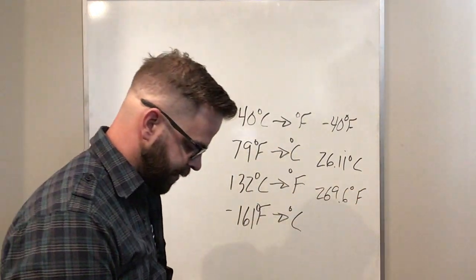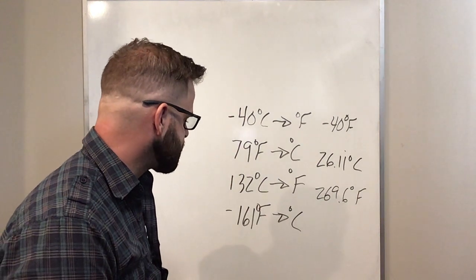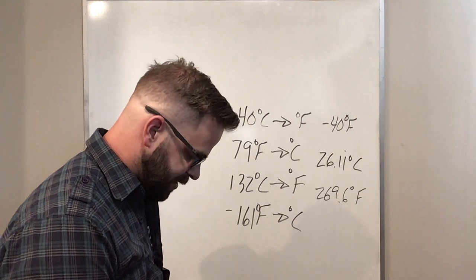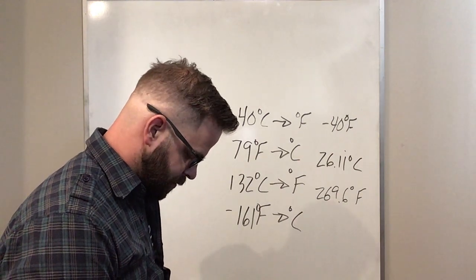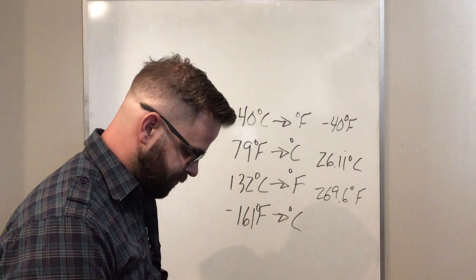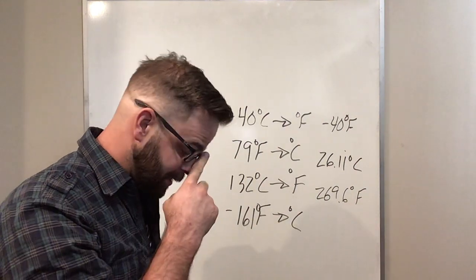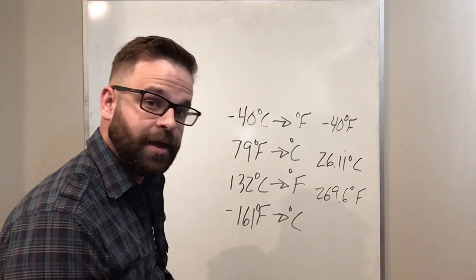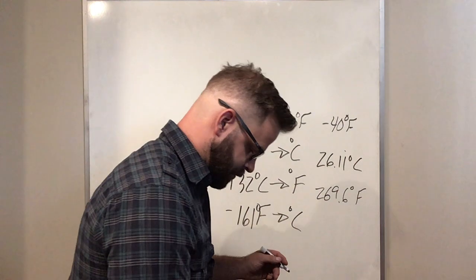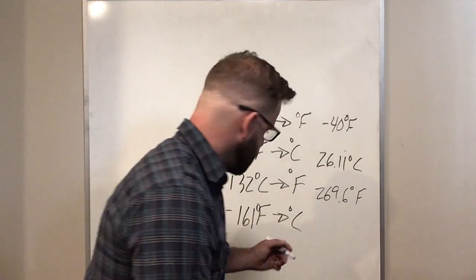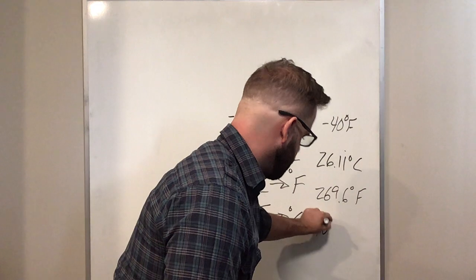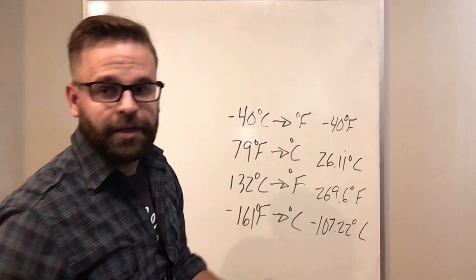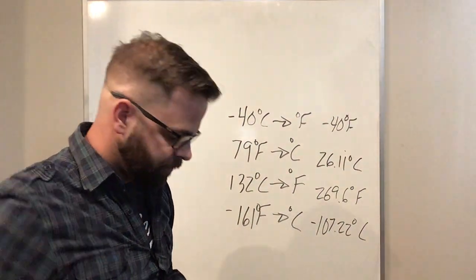And for the last one here, we have negative 161 degrees Fahrenheit, and we're going to a smaller number, so we're going to subtract 32 first, which gives you negative 193, and then multiply it by 5/9, and we get a value of negative 107.22 degrees Celsius. So hopefully you got all those, and those are fairly straightforward.